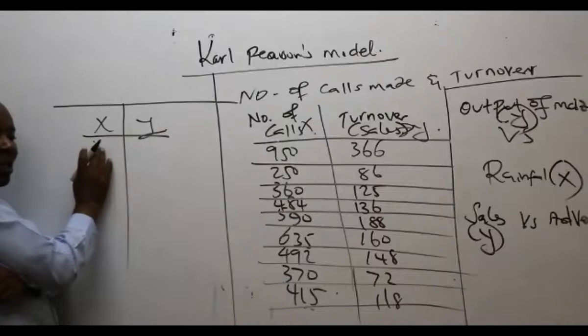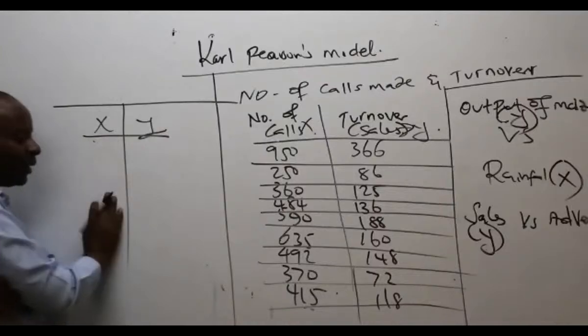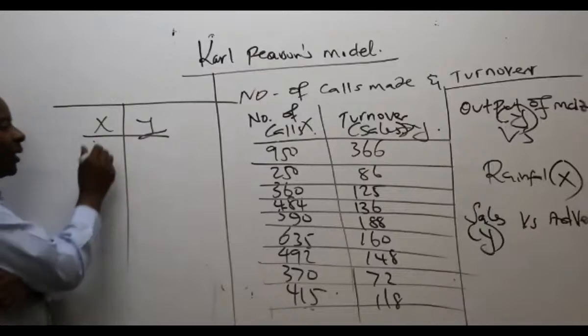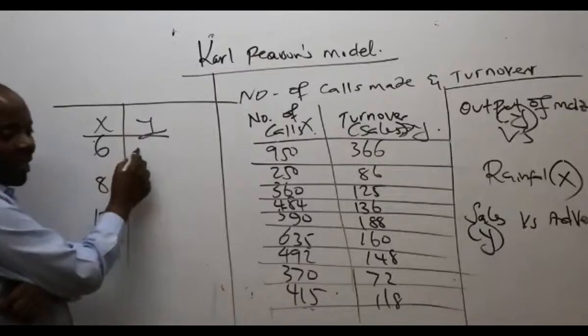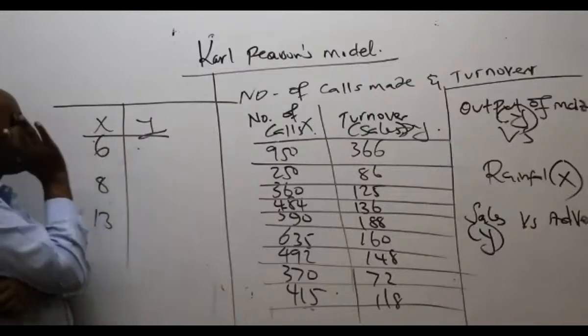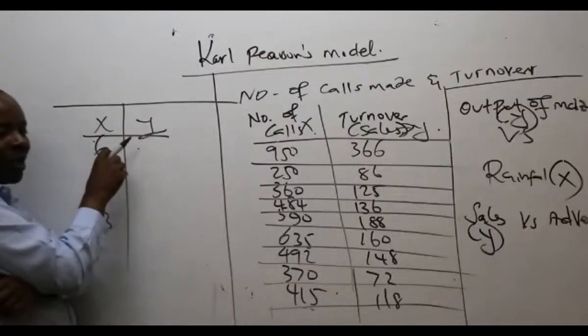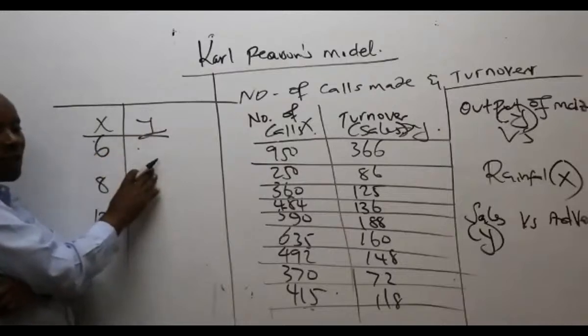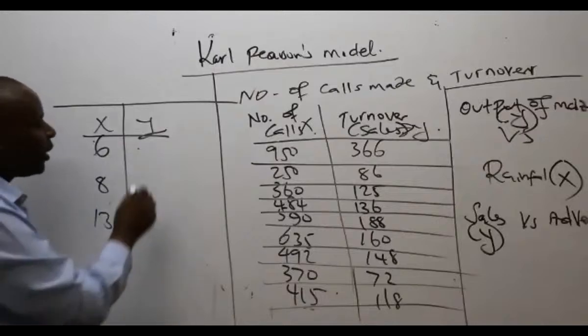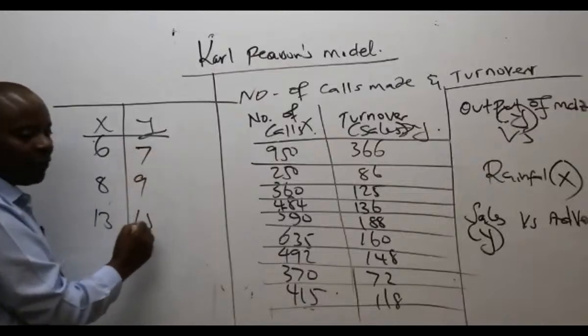No, I don't want the summations. I want the individuals. I want the individual items. Was it 6, 8 something? 6, 8, 13. How about the Y parameters, the Y metrics? So inakuwa ni 7, 9, 15.